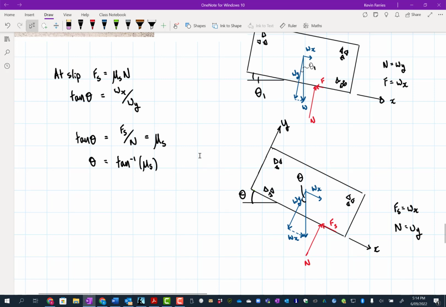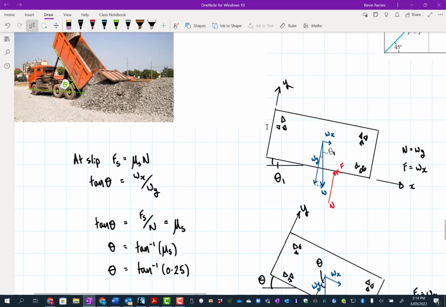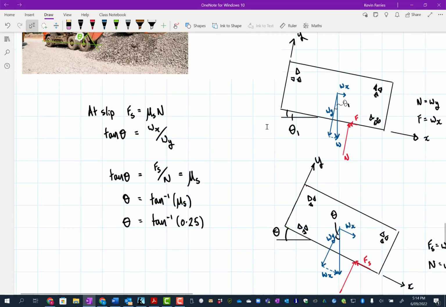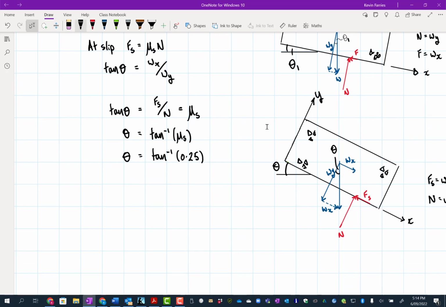Okay, so we've just come back that full circle. So we're just seeing what's going on here, and let's just finish it off. So in our case, θ is going to be tan to the minus 1 of 0.25, which was our static coefficient of friction. Let's just double check that. Yep, 0.25. So therefore, θ is going to be, I think it's about 14. Tan to the minus 1 of 0.25 is equal to 14.0 degrees. So it's going to just start slipping at about 14.0 degrees.